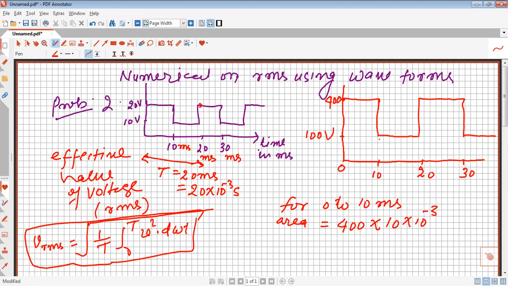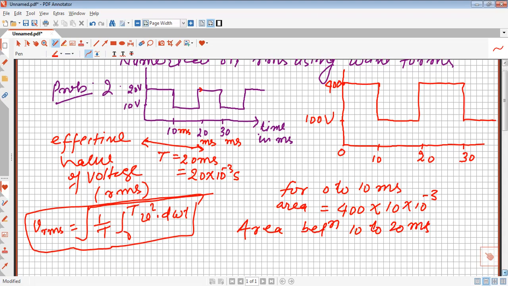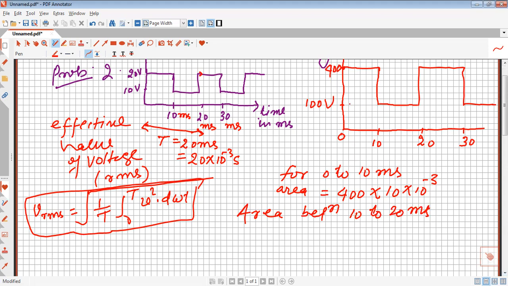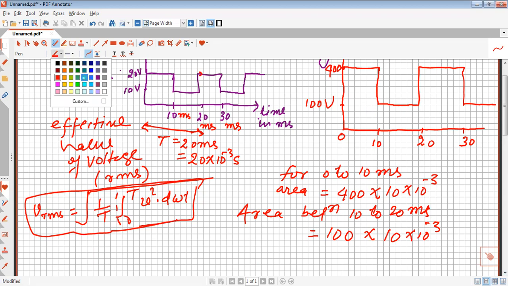Again we have to find the area between 10 and 20 millisecond. What is the magnitude of the voltage here? It is 100, and the time is again 10 millisecond, 10 into 10 to the power minus 3. So these are the two areas, calculated as the squared voltage multiplied by time, 400 and 100. Now the total area will be the summation of these two.